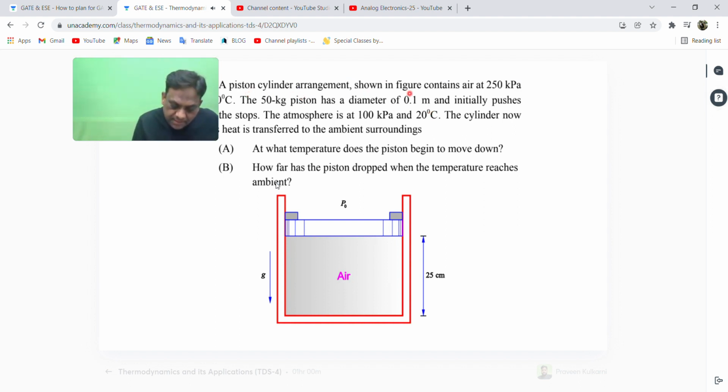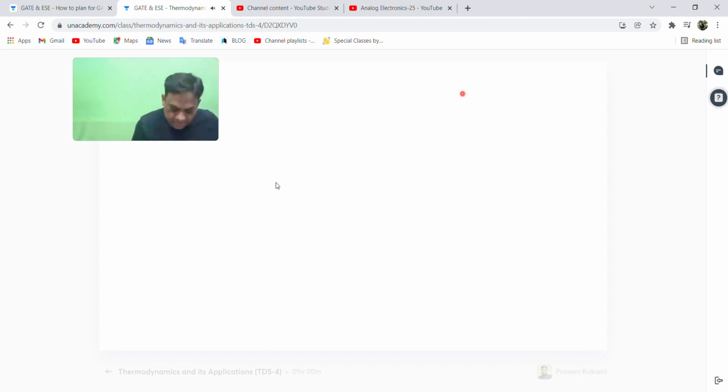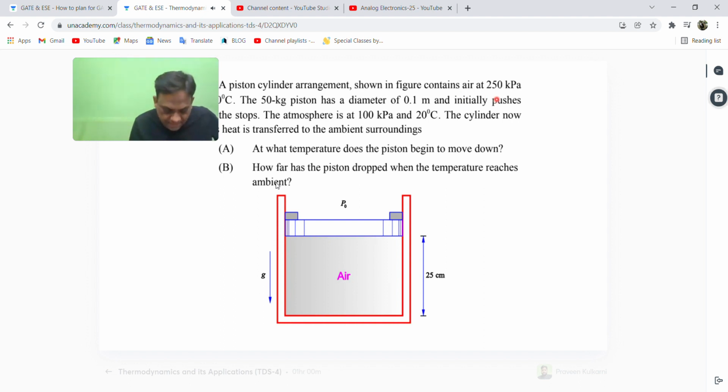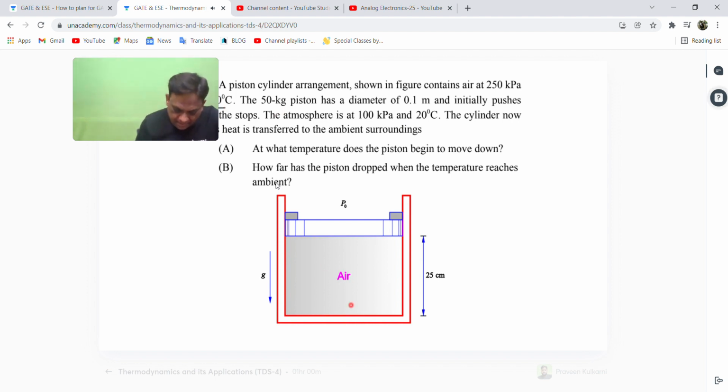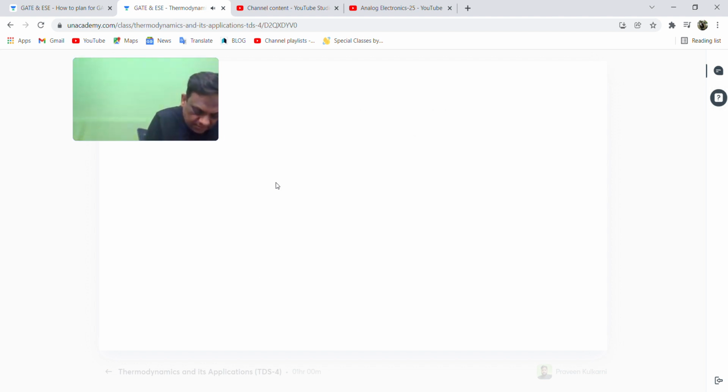Piston cylinder arrangement contains air at 250 kilopascal and 300. So I write the initial pressure is 250 kilopascal. And what is the initial temperature? 300 degrees centigrade. So first convert in Kelvin. 300 degrees centigrade, इसको Kelvin में convert करना. So it will be 573 Kelvin.